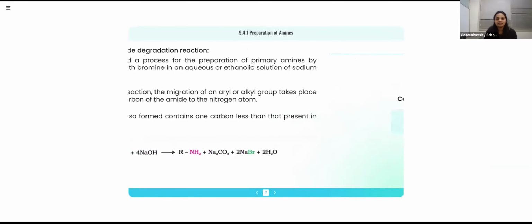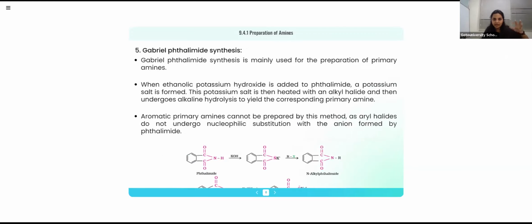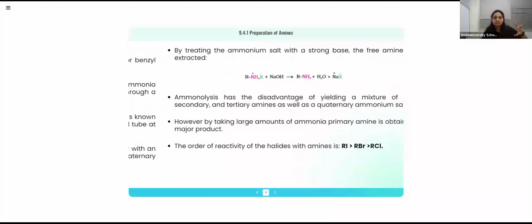Next one is the Hofmann bromamide degradation reaction. Till here is clear, right? Just go through the previous topic again. Then I will teach you the last one. Okay. See, just go through this one.